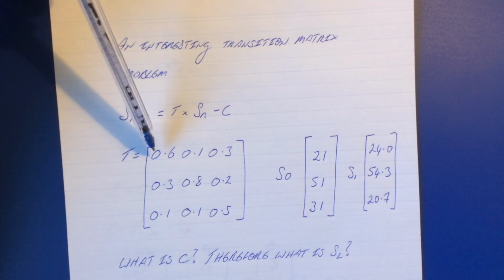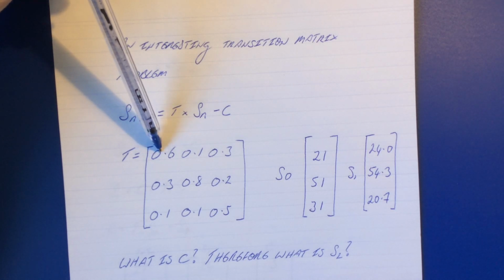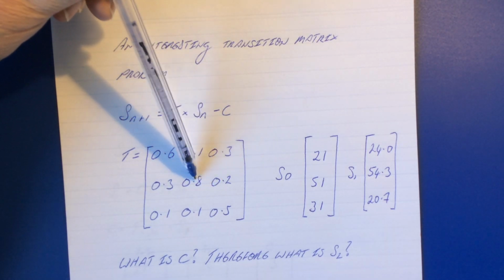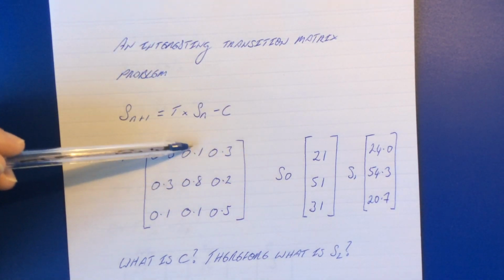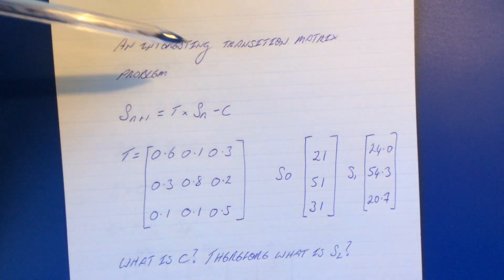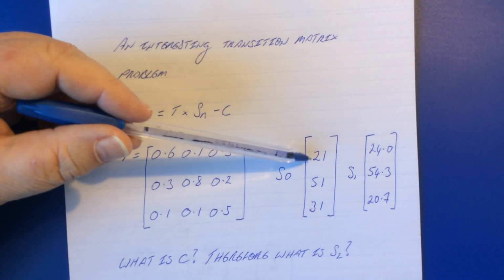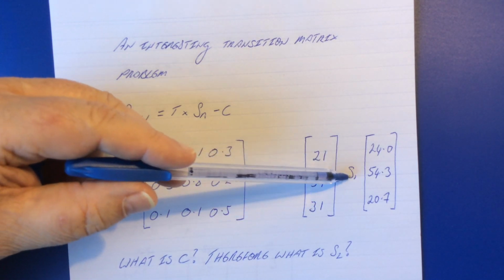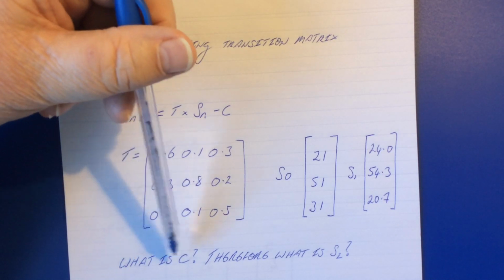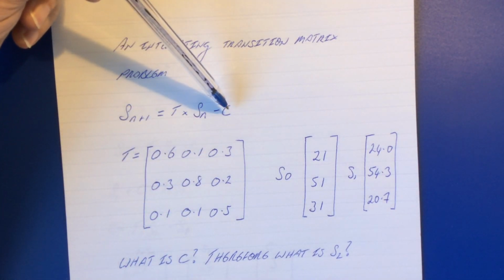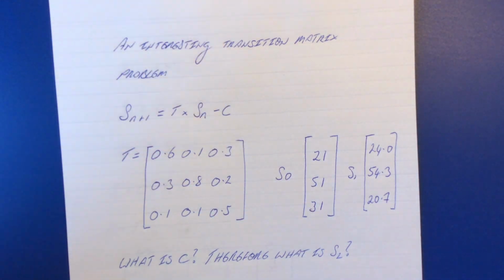We are given T, which is a 3 by 3 matrix: 0.6, 0.1, 0.3, 0.2, 0.8, 0.3, 0.1, 0.1, 0.5. Columns all add to 1. That looks all pretty good. S0 we are given as 21, 51, 31, and S1 we are given. And we are asked, what is C, which we're not given, and therefore what is S2?